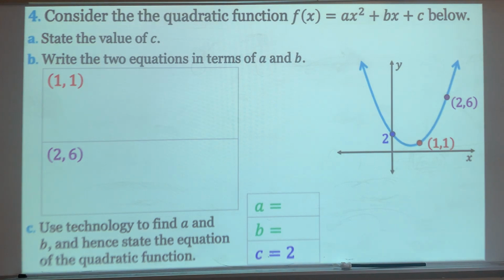All right, so you do number 4 on your own. All right, let's check this out. State the value of C.